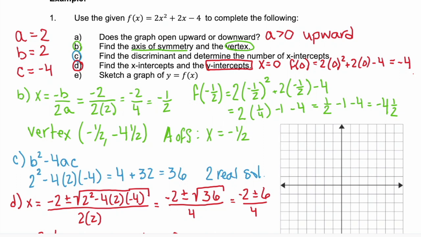Okay, now for part E. Part E involves putting it all together. Sketch a graph of y equals f of x. So we're going to use all of the pieces we just found. In part B, we determined the vertex is negative 1/2, negative 4.5. So let's plot that point: negative 1/2 and then down 4.5.